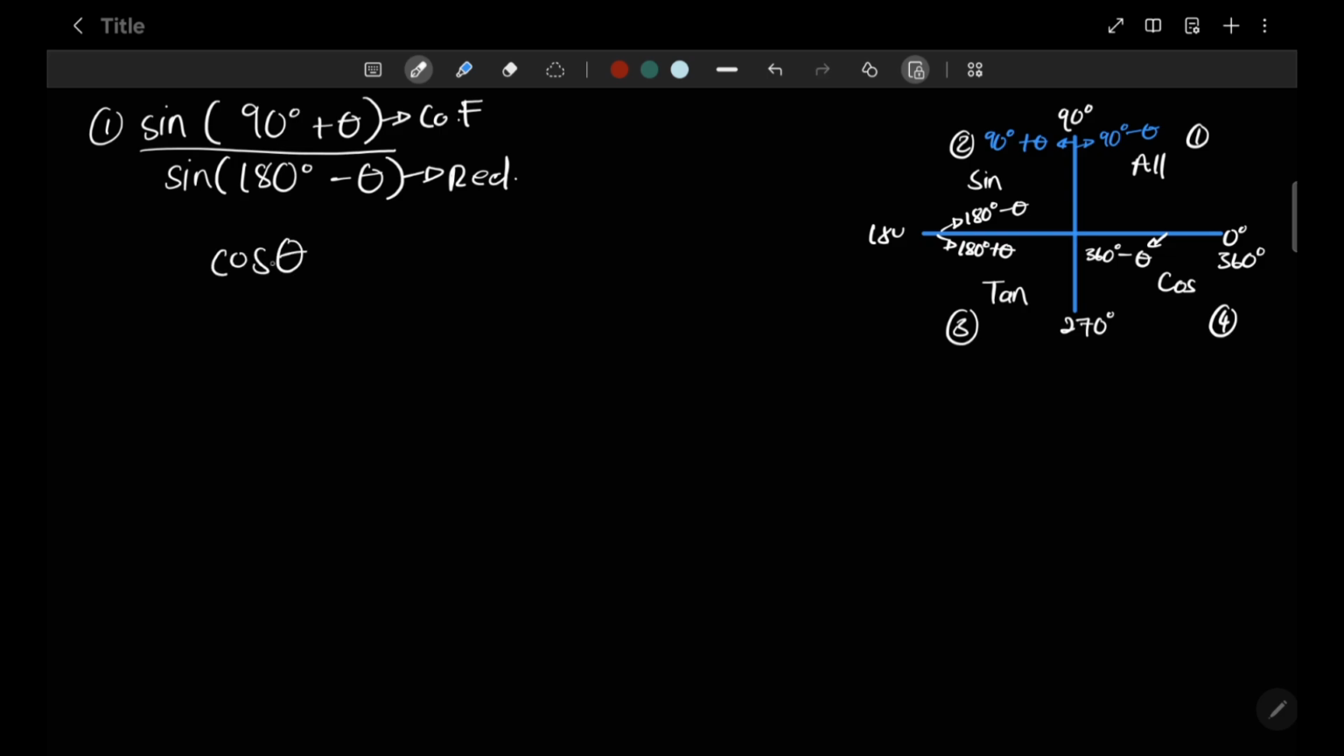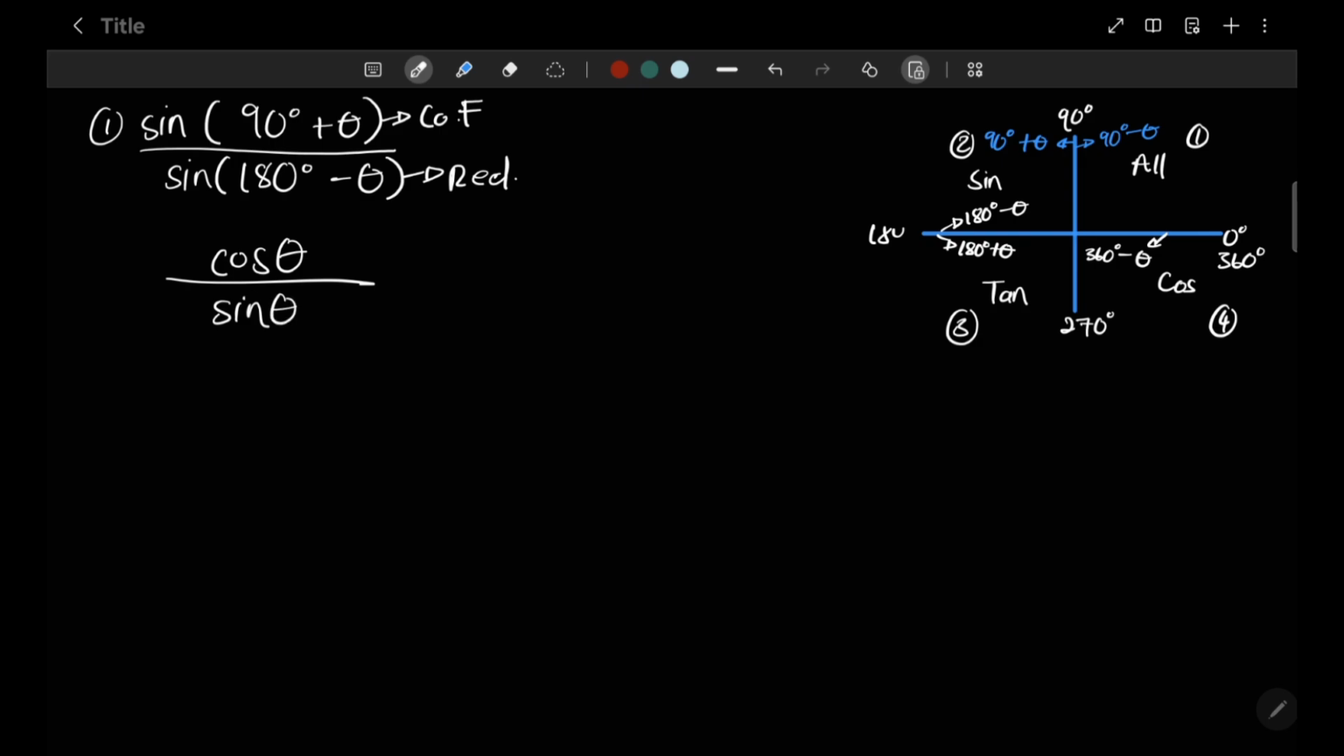So you have cos theta over sine of 180 degrees minus theta. This is a reduction, so we don't swap. Let's locate 180 degrees minus theta on the CAST diagram. That's 180 degrees minus theta. It's in the second quadrant where sine is positive. So your answer should be sine theta.